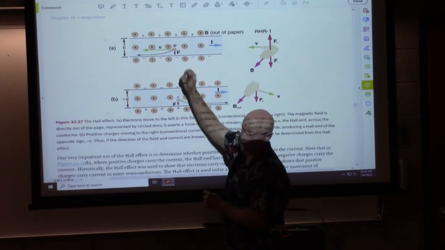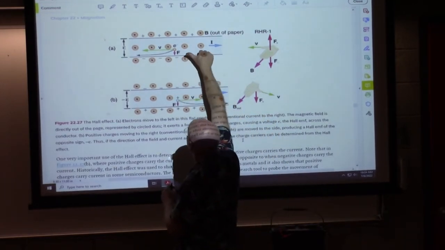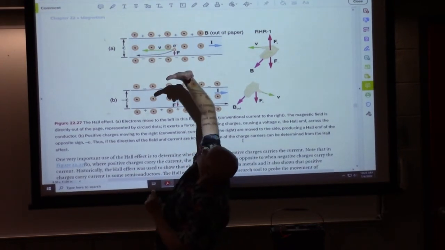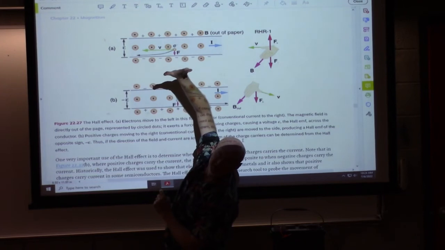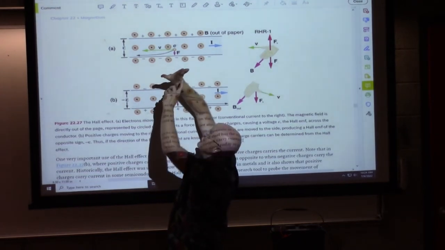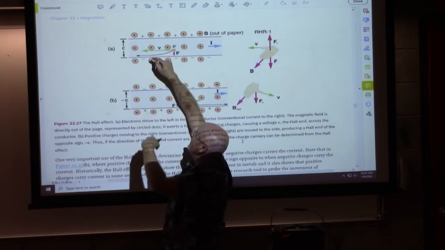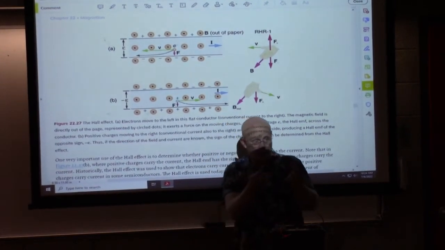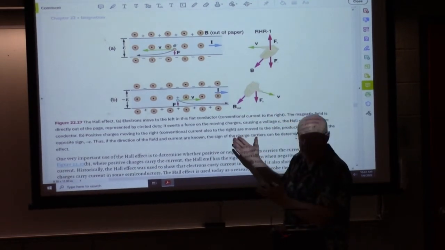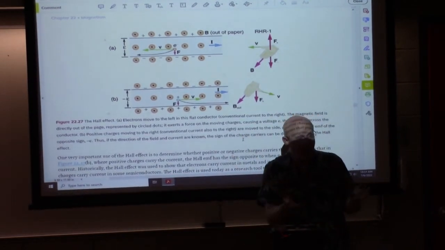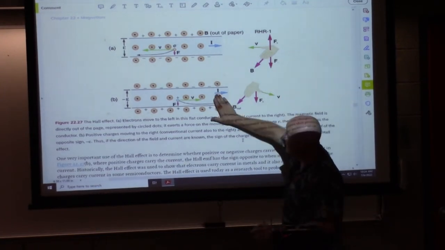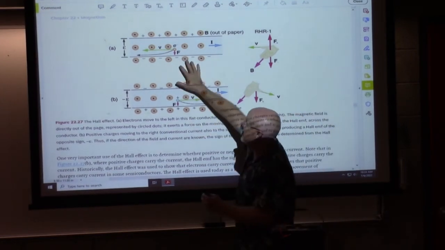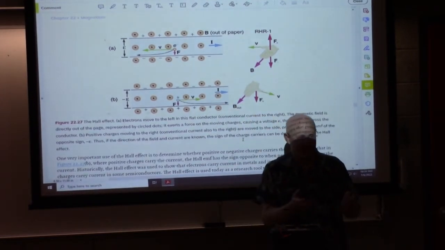If negatives are moving, I'll put my thumb in the direction the negatives are moving, I'll put my fingers in the direction the field is moving, and since they're negatives, I'll use the back of the palm. They would go down, and the bottom of the wire would get negative, and the top would get positive. And so Hall realized that this is an experiment to figure out what's actually moving in a wire. Because I'll say it again, if positives were moving, the bottom of the wire would charge up positively. If negatives are moving, the bottom would charge up negatively.